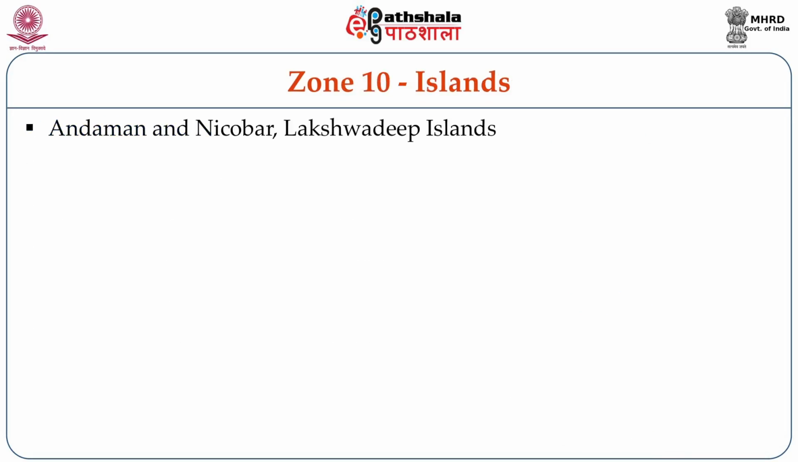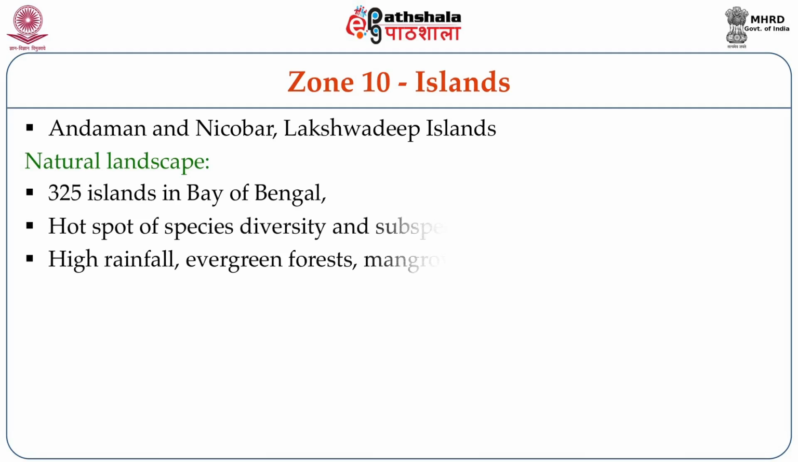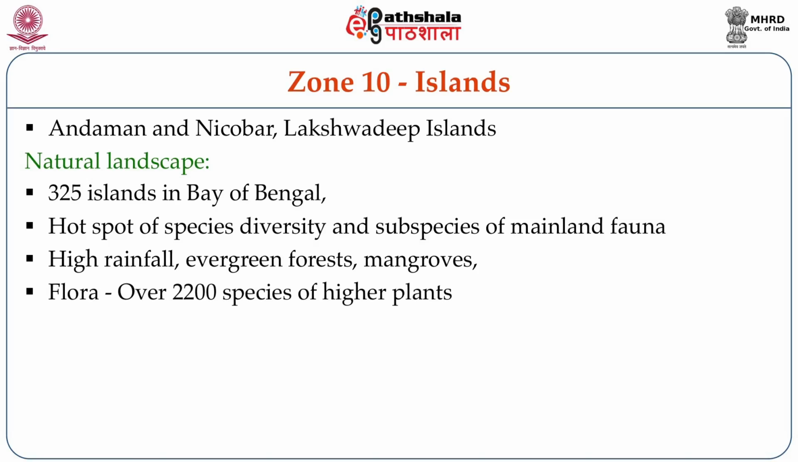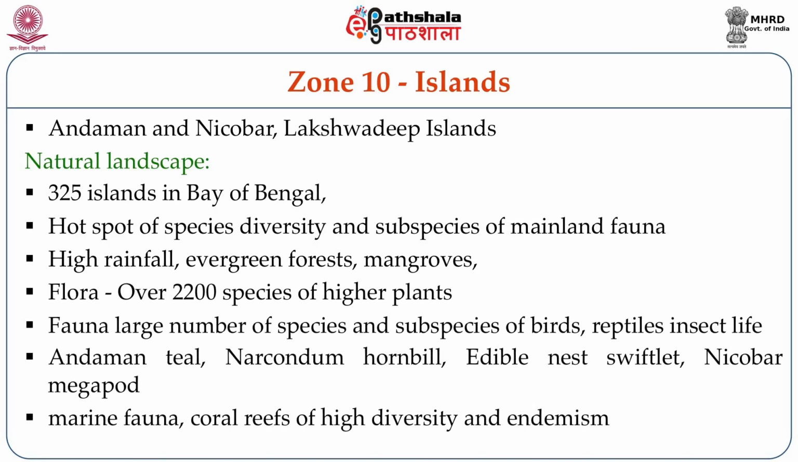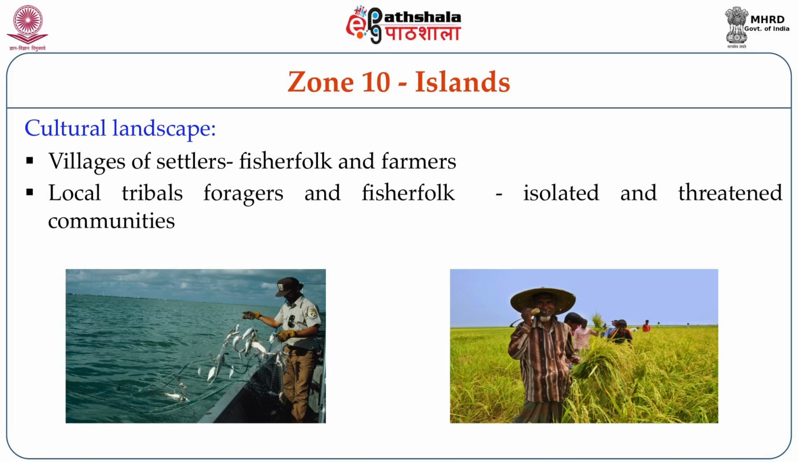The last zone is our islands, the Andaman, Nicobar, and Lakshadweep Islands. And there are 325 islands. About 100 plus are considered to be sanctuaries, and these are very, very fascinating areas. They are hotspots of biodiversity, and they have mainland subspecies and their own species, which you find nowhere else in the world. The flora consists of over 2,200 species, and the fauna of bird life, reptiles, insect life, incredible diversity. The cultural landscapes are primarily settlers from the mainland. There are also fisher folks and farmers, but the local tribal foragers and fisher folk who lived in isolated, very threatened communities are very, very special foraging people.